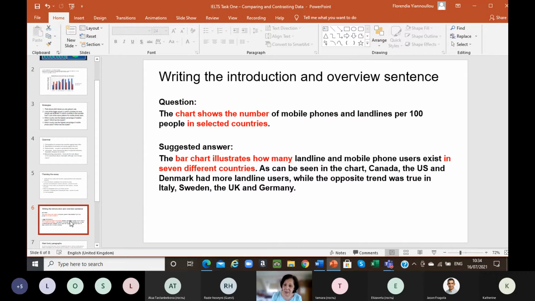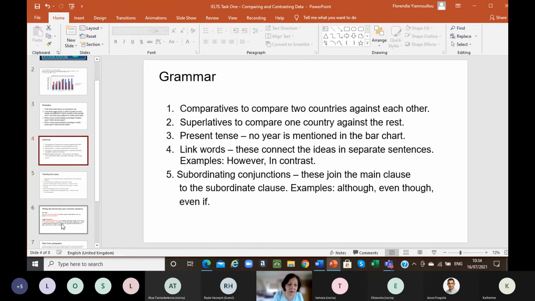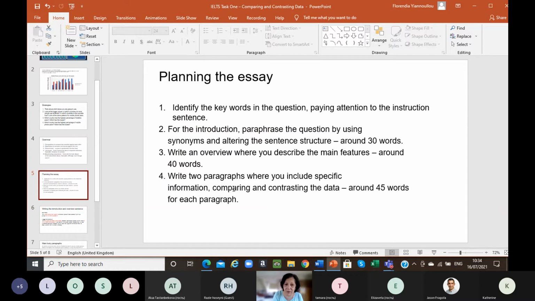So what you do is rephrase the question first. It's really important that you do that. And again, as you were saying, Catherine, about worrying about time, if you learn to think, oh, if I see shows, I use describes, you learn key words to alter it as well. And again, you paraphrase, you reorder the question. They've got the number, I've put how many. You can learn that quite quickly, to change those synonyms there. So for the introduction, paraphrase the question by using synonyms and altering the sentence structure, around 30 words.